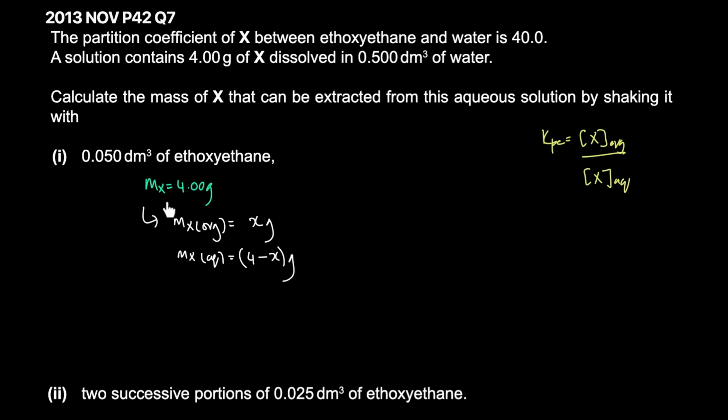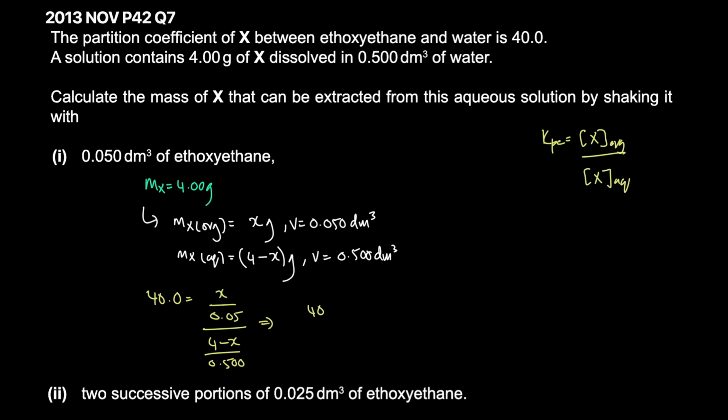The volume of ethoxyethane that we're using here is 0.05 dm³, and the volume of water, the aqueous solution, is 0.5 dm³. Here we can just use grams per dm³ for our units of concentration. It doesn't matter as long as they're the same. So we can say that our KPC, that's 40.0, is equal to the concentration in the organic layer, that's X divided by 0.05, divided by the concentration in the aqueous layer, that's 4 minus X divided by 0.5. And what we get is 40 times (4 minus X) over 0.5 is equal to X divided by 0.05. If we solve for X here, we get X is equal to 3.20 grams.